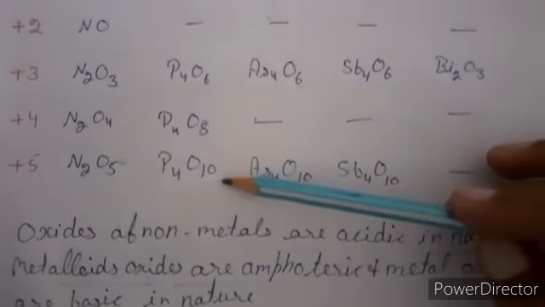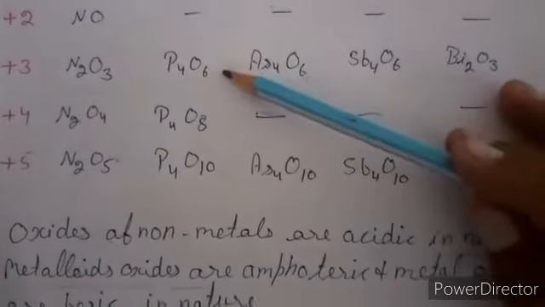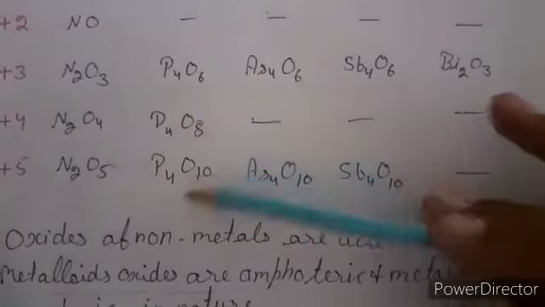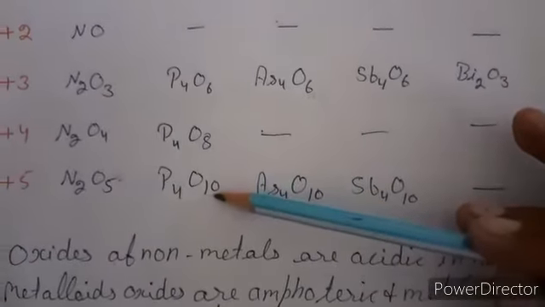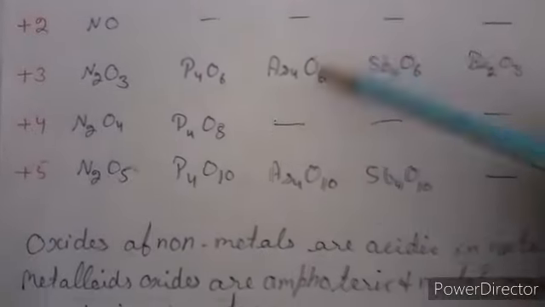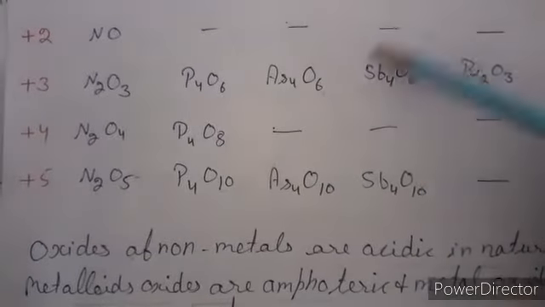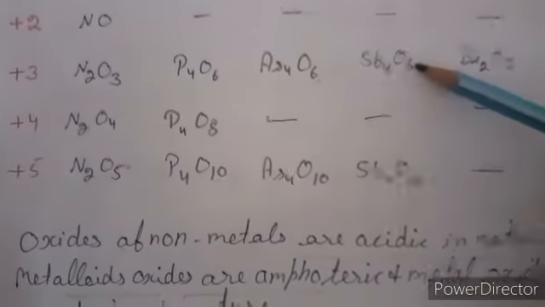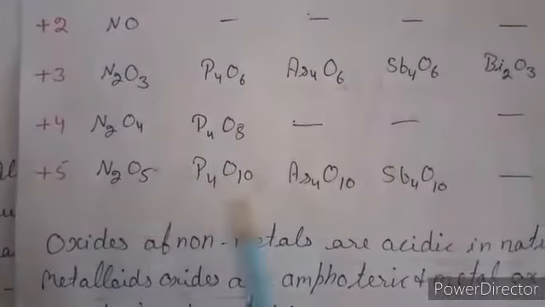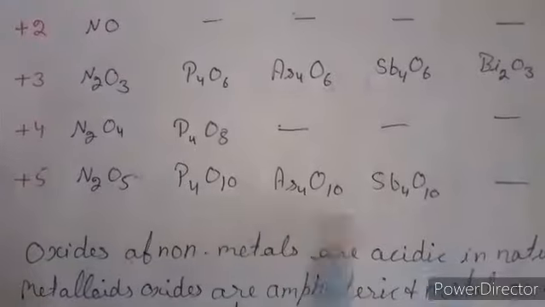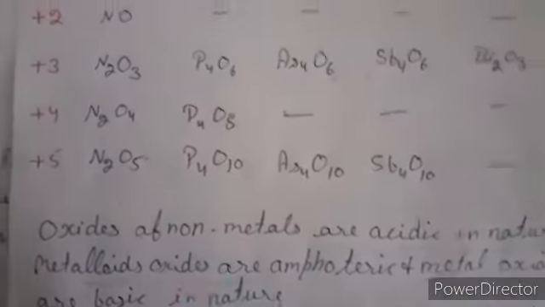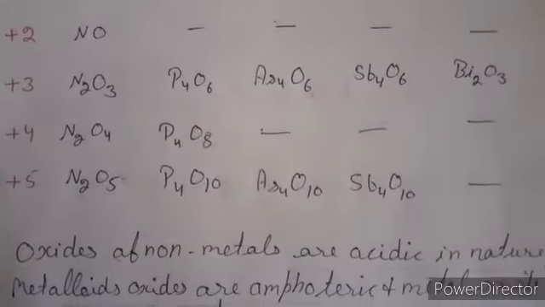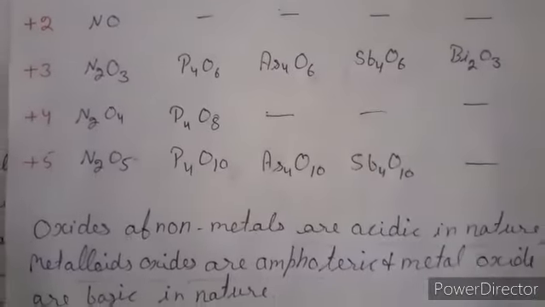Also in the case of phosphorus, P4O10 is more acidic as compared to P4O6 and P4O8, because in this oxide its oxidation state is +5. Similarly in the case of arsenic, this is the more acidic oxide out of these two. In antimony, this oxide is more acidic as compared to this oxide. But acidic character decreases when we move from nitrogen to bismuth. So the higher the oxidation state of the element atom, the stronger the acidic nature of that oxide.